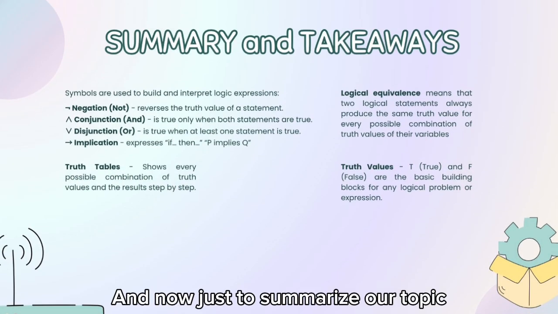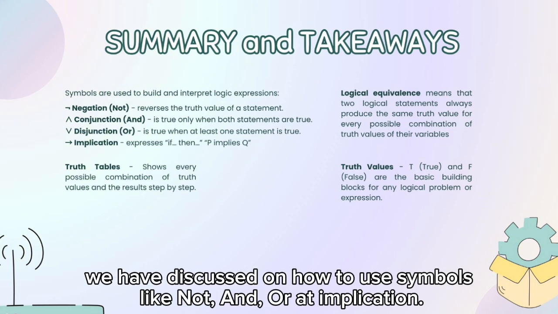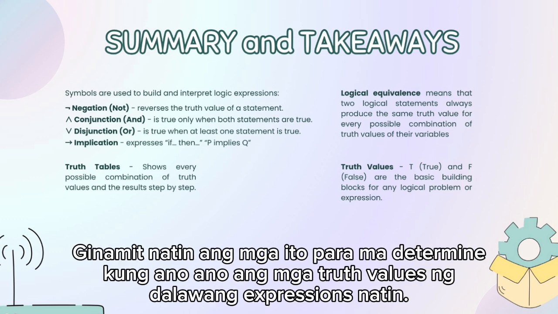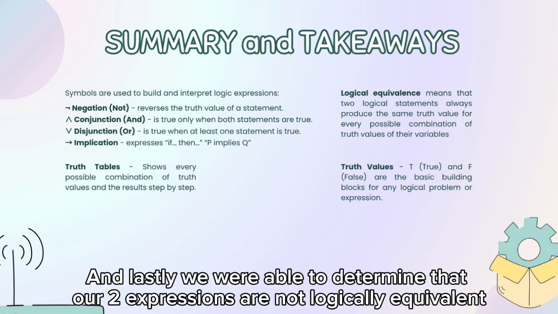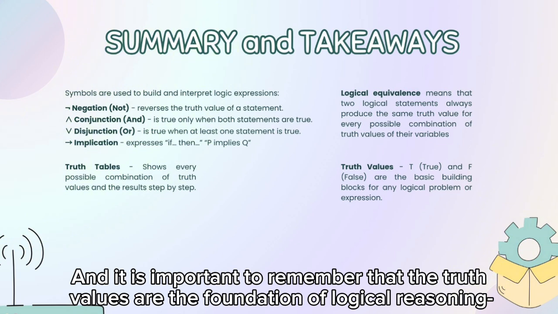And now, just to summarize our topic, we have discussed on how to use symbols like not, and, or, at implication. Ginamit natin ang mga ito para ma-determine kung ano-ano ang mga truth values ng dalawang expressions natin. Gumamit tayo ng truth tables para ma-identify ang lahat ng possible combinations ng expressions natin. And lastly, we were able to determine that our two expressions are not logically equivalent.